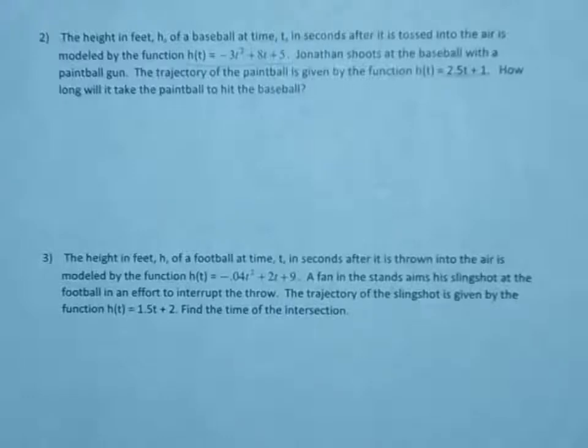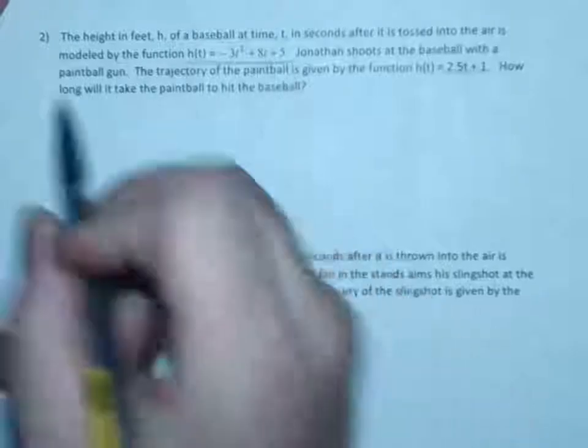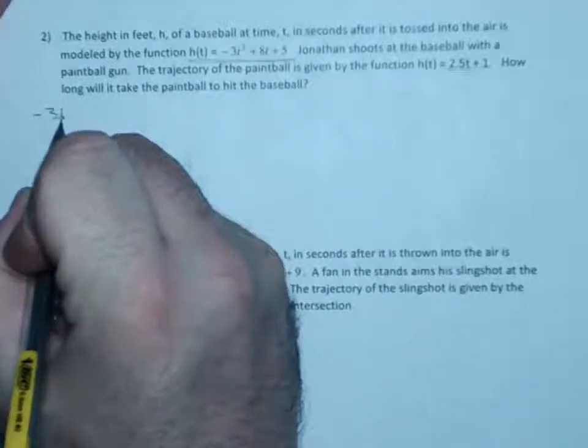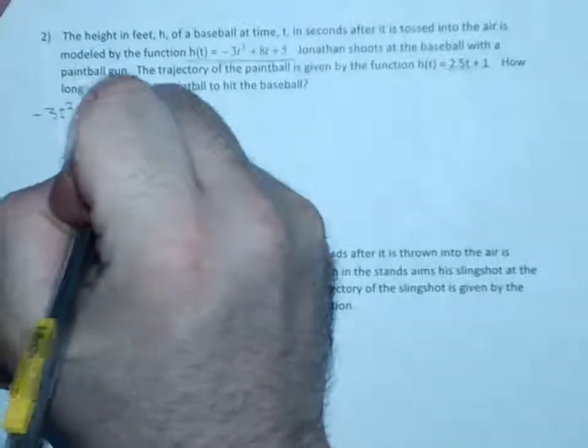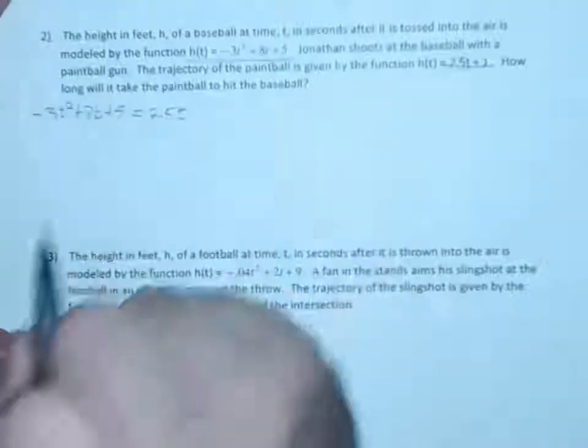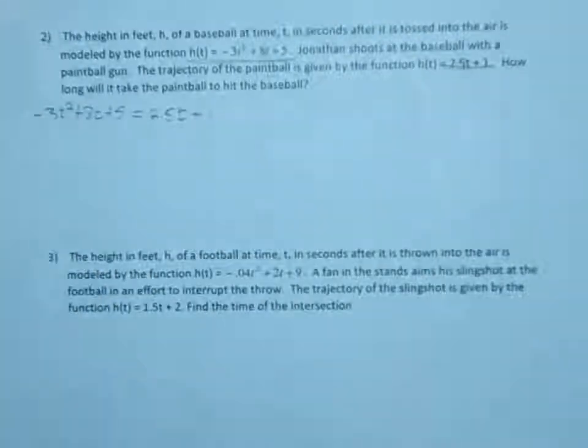So as I was mentioning, when you're solving a system, you are finding, graphically speaking, the intersection of two graphs. Algebraically speaking, you are finding where the two graphs are equal. So the first thing we need to do is take this equation, negative 3t squared plus 8t plus 5, and set it equal to this equation, 2.5t plus 1. That's step one. Now that we've done that, then we can proceed towards solving this.